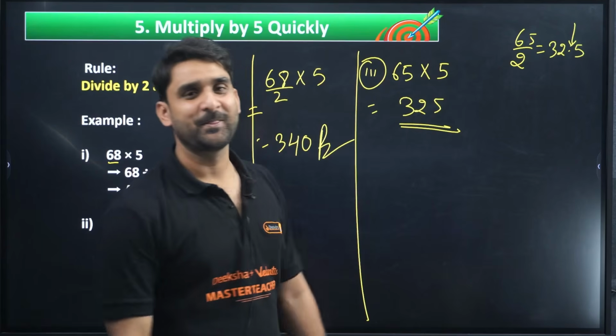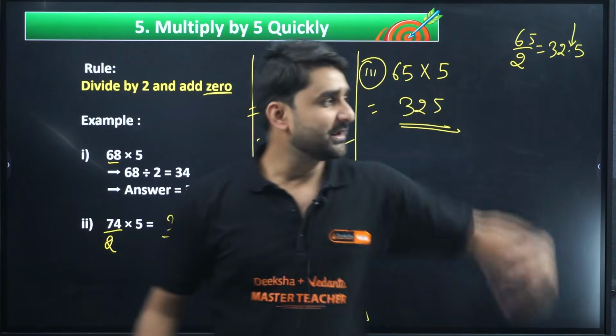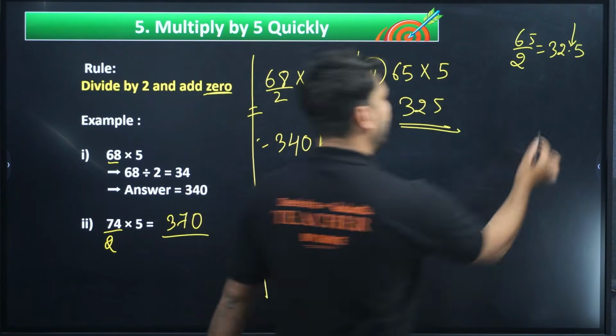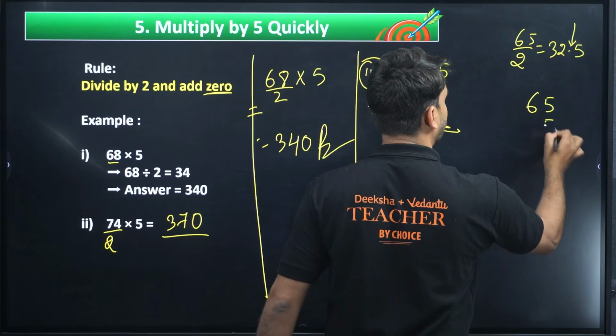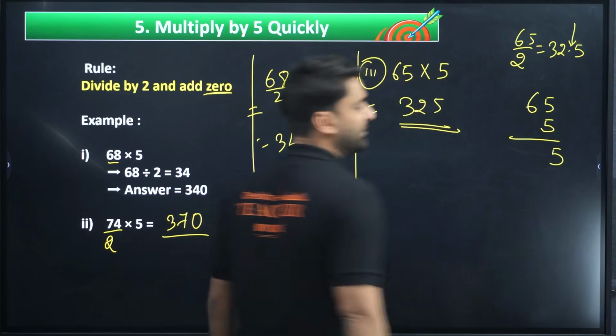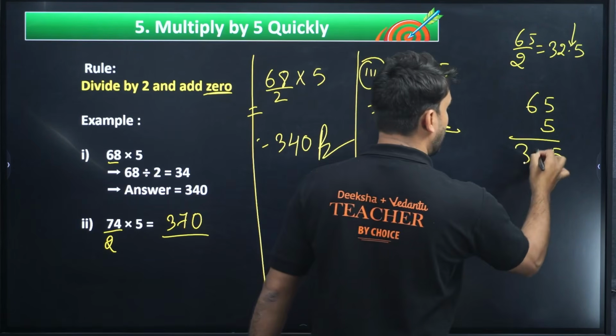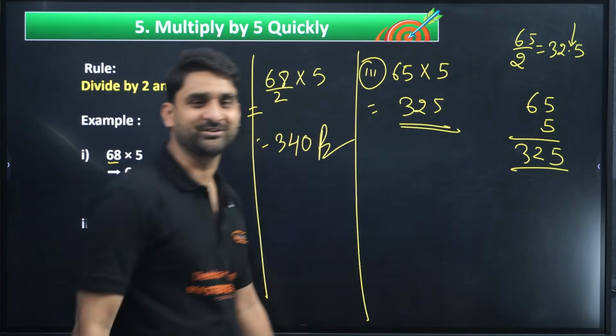Yes, it is true. You don't need to do anything. Remove the point. You can verify. 65 into 5. 5 5 is 25, carry 2. 6 5 is 30. Wow, sir, absolutely this is true.